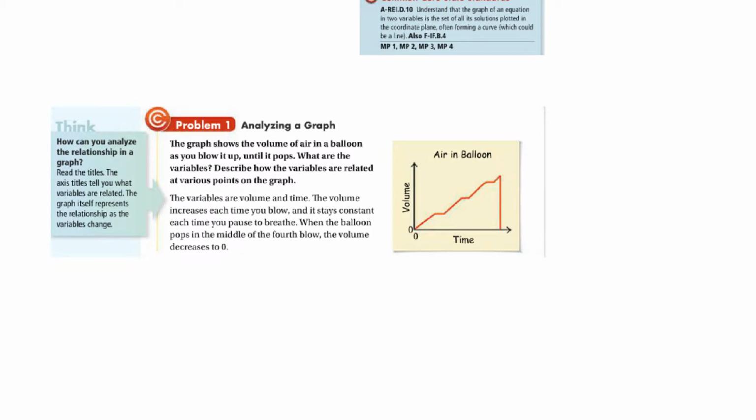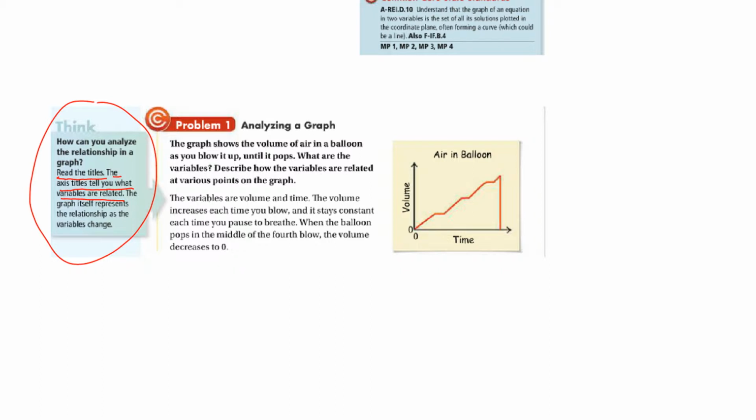If we look at this first problem, we're going to look at how we analyze the graph. And if we look over here in our think box, it says, how can you analyze the relationship? Read the titles, and the axis titles will tell you what variables are related. The graph itself shows the representation of the relationship as the variables change.